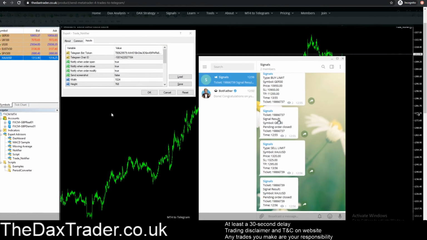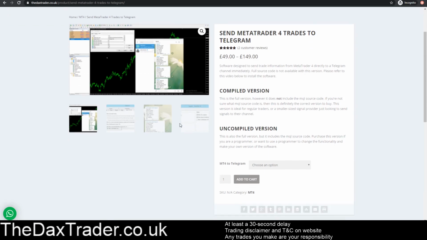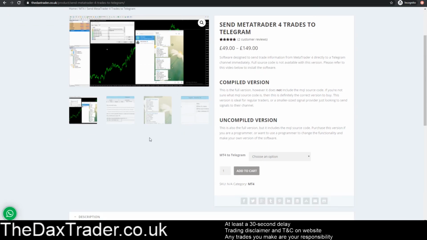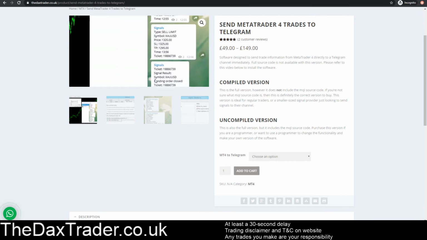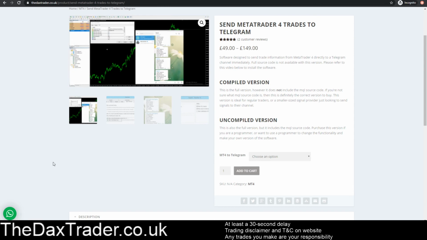Let me just get out of this for some reason. There we go. What was the other one to mention as well? Of course, regardless of whether you buy the uncompiled version, which is the full source code, or the compiled version, which just runs out of the box, you need to make sure that you only put the software on one chart. If you put it on 3 or 4 or 9 or 10 charts, it's going to send you 3 or 4 or 9 or 10 notifications each time you make a trade.